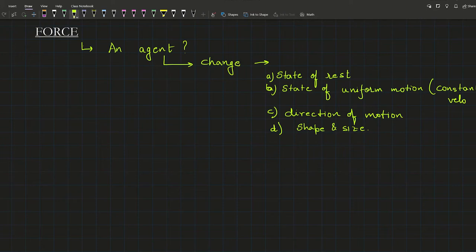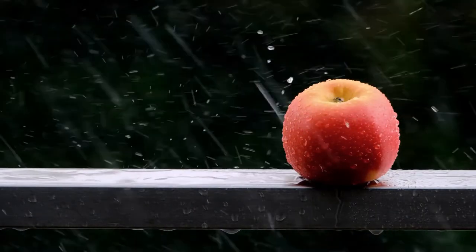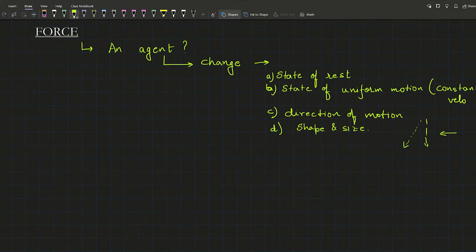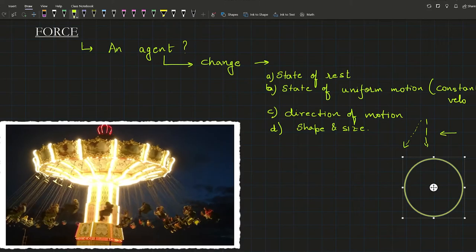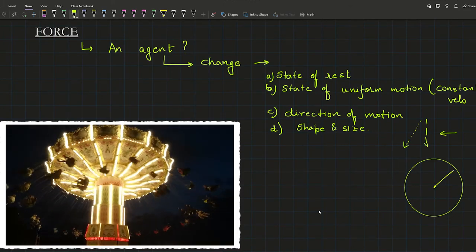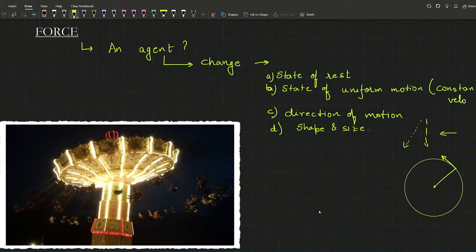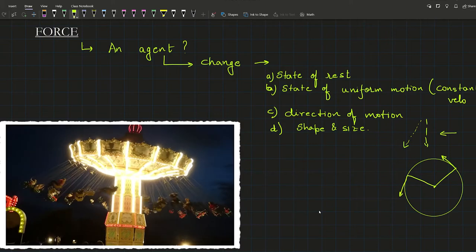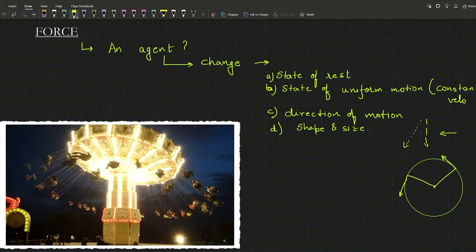Direction of motion. So let's say rainfall is happening. There is rain and at the same time the wind is blowing. The rain, which was falling in this direction, will get impacted by the wind, and hence you will see a deflection in the rainfall. This is a very common phenomenon. So direction of motion is changing. And when you are going through a circular motion, let's say this is the track where you are going in circular motion, here also every moment your direction of motion is changing. For that also, we require some force to change the direction of motion.